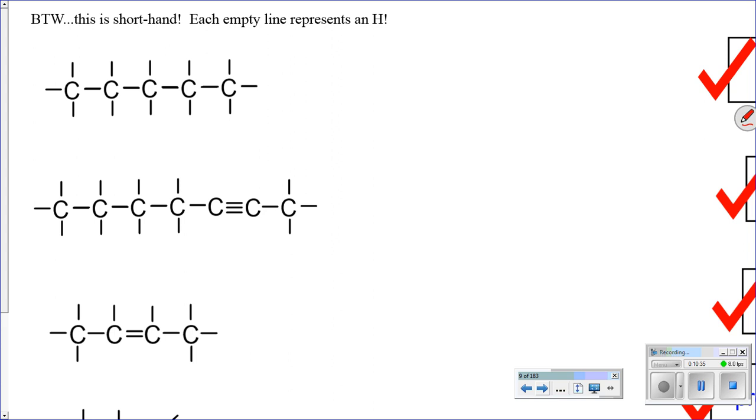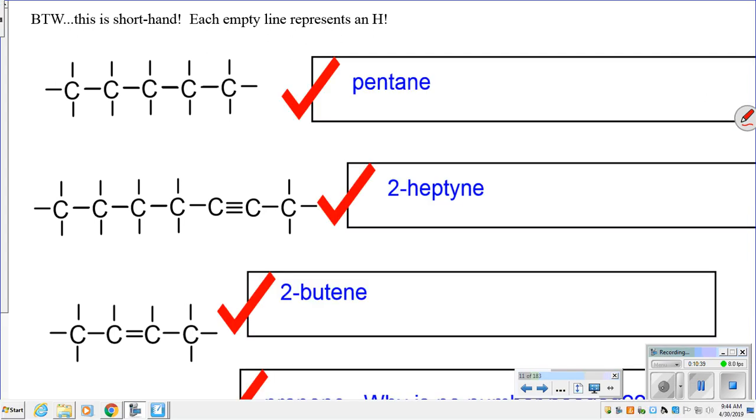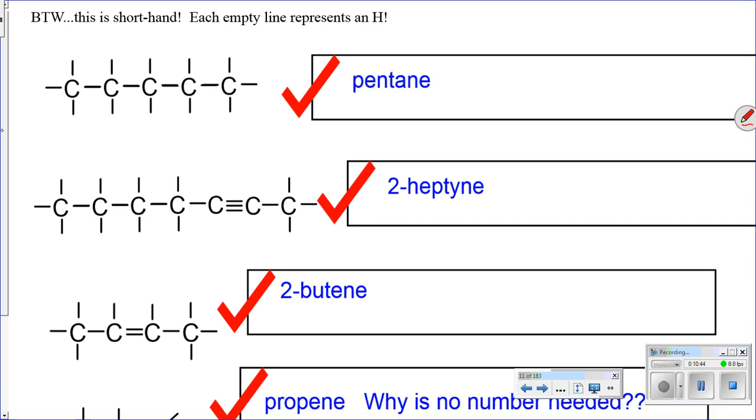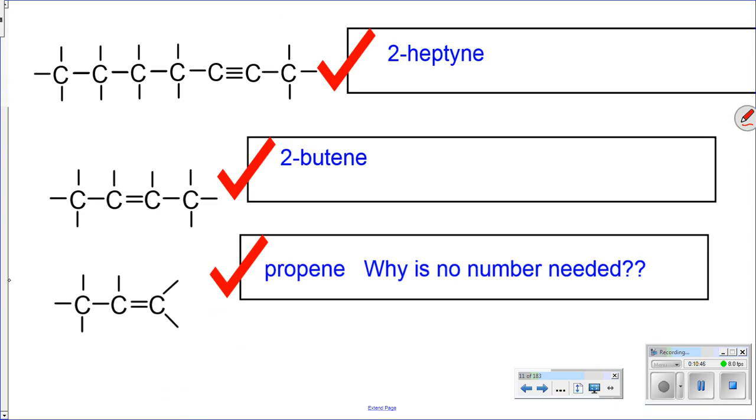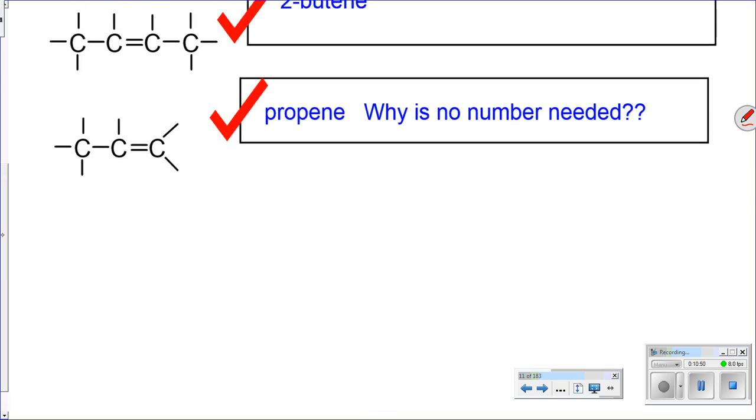So I'm going to have you pause the video for a moment, and then you can take a look at these answers, give these each try. So you have pentane, 2-heptyne, 2-butene. With propene, we actually get away with no number. If you did put 1, that's totally okay.